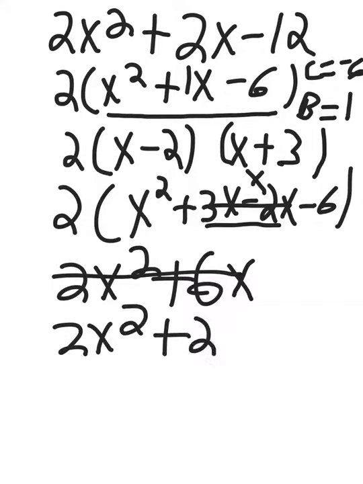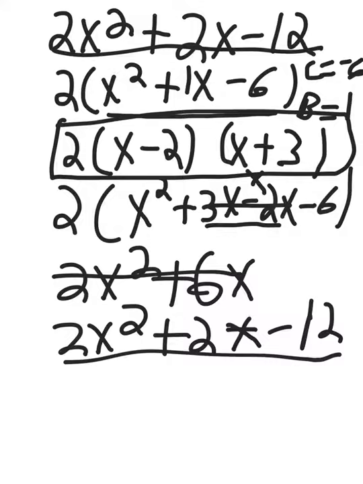So that shows you that this equals what we started with. So the correct way to factor would be this in the middle here, where 2 times x minus 2 times x plus 3 is 2x squared plus 2x minus 12 completely.